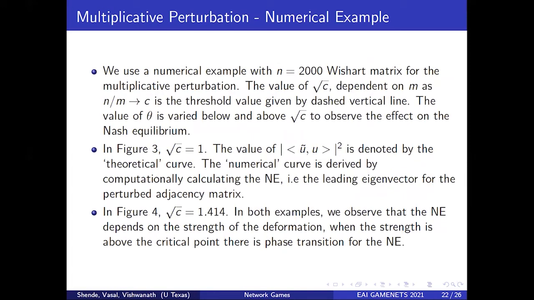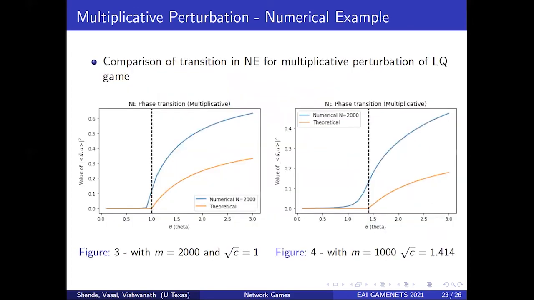We again visualize this using a numerical example with two different critical points. The value of the norm of U tilde and U is a theoretical curve as defined from the theorem, and then the numerical value is computationally calculating the Nash equilibrium for this random matrix. We observe a similar phase transition as seen in the additive perturbation. The two curves, the Nash equilibria, shift significantly as soon as they cross or are close to the critical point. These two curves show this phase transition phenomenon.